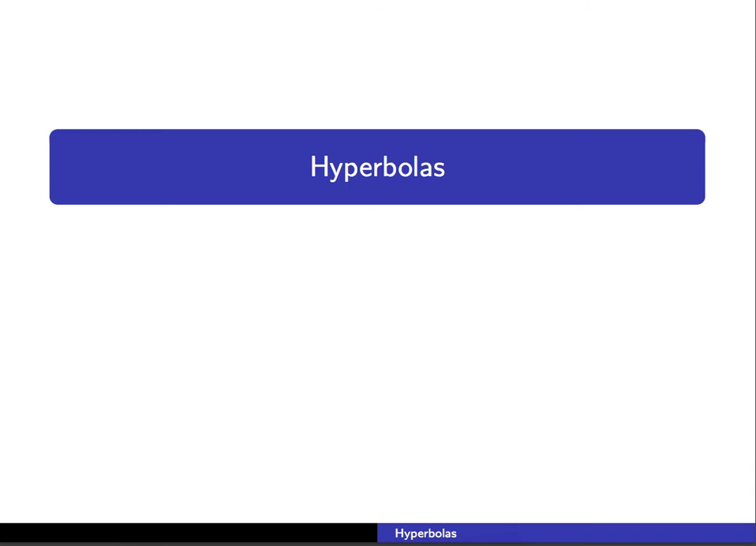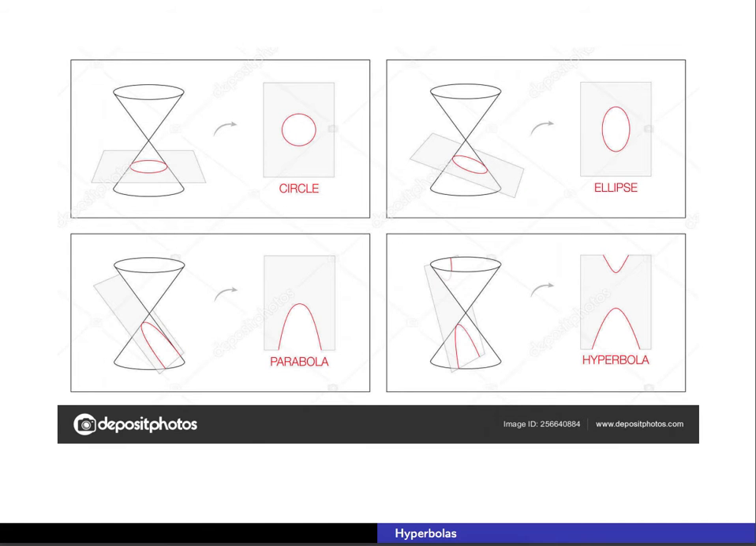All right, in this video, we're going to take a look at hyperbolas, which are going to be the last of the conic sections that we talk about. So a hyperbola is formed by taking two cones and inverting one of them and lining it up with the tip of the other.